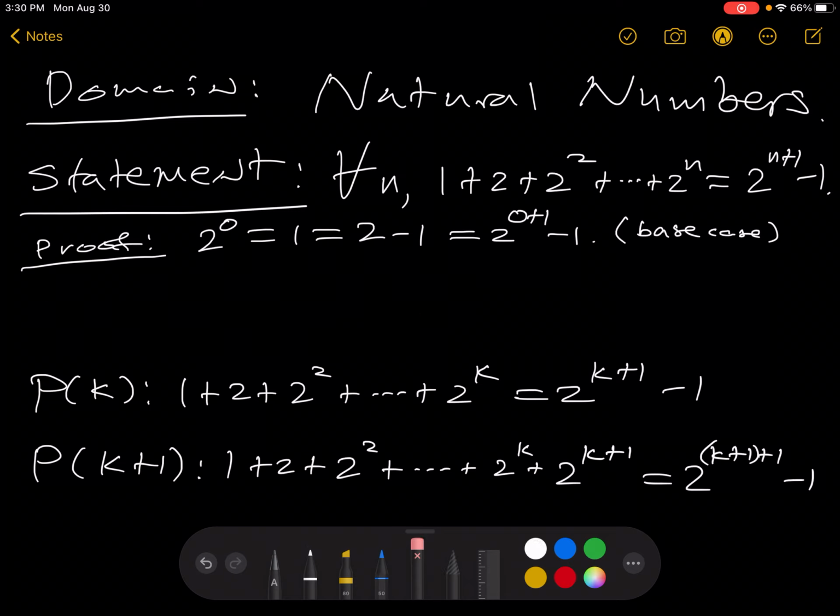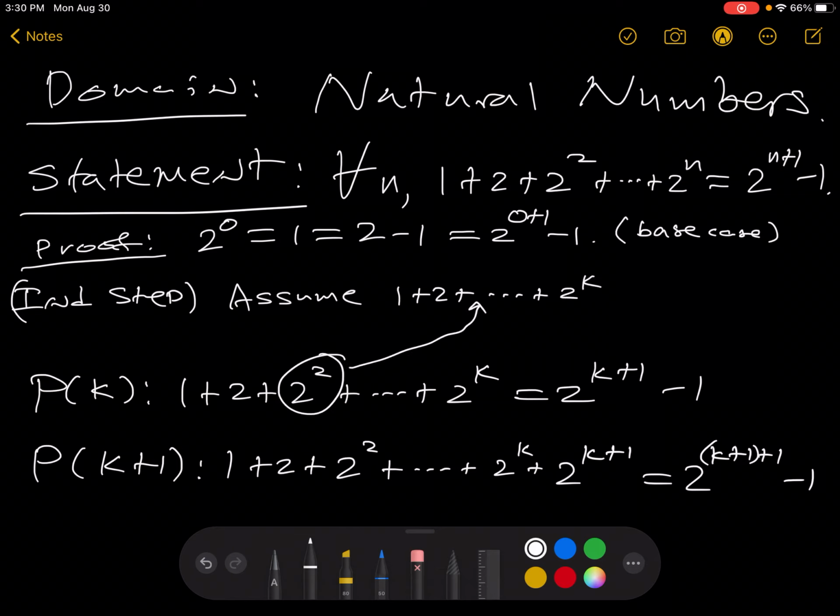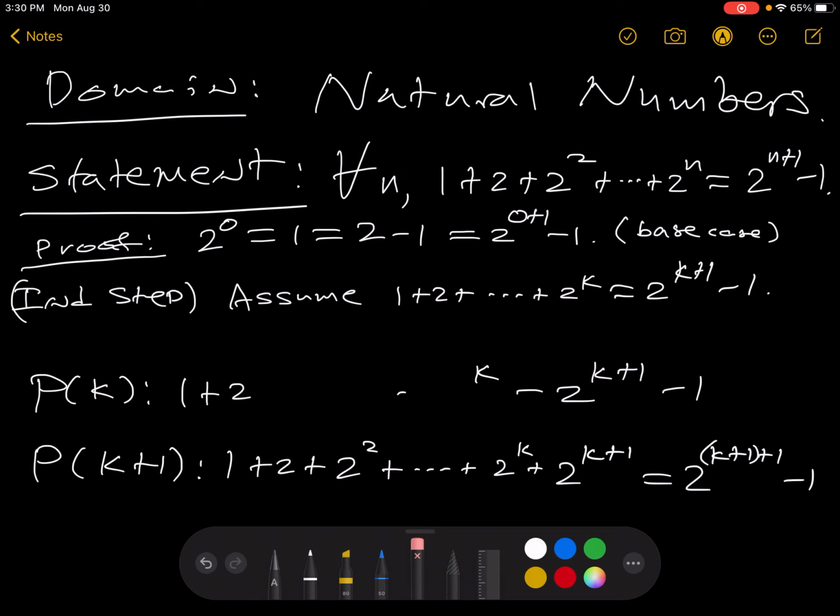Now I'm going to assume P of k. For the inductive step, let's say assume P of k is true. Well, what is P of k? P of k is 1 plus 2 plus up to 2 to the k. I did leave out this term, but it's implied in there. That's equal to 2 to the k plus 1 minus 1. So we're assuming that this equality is true.